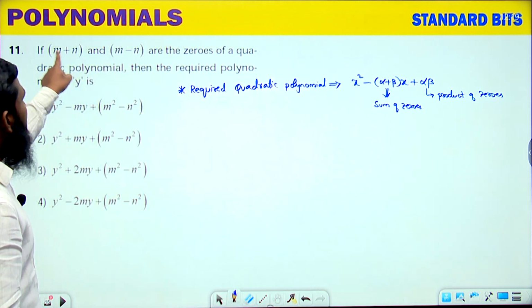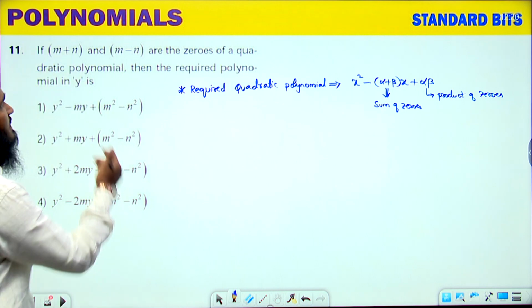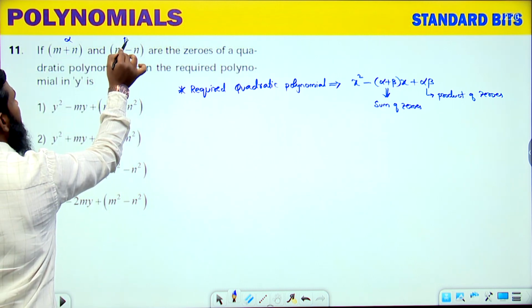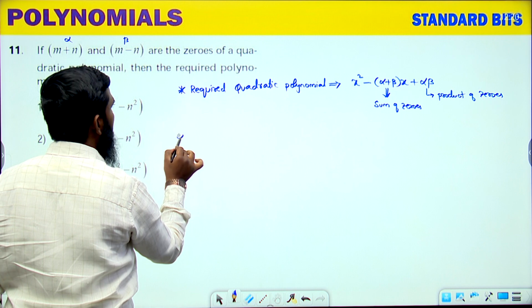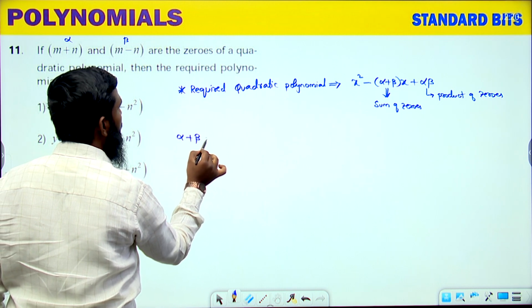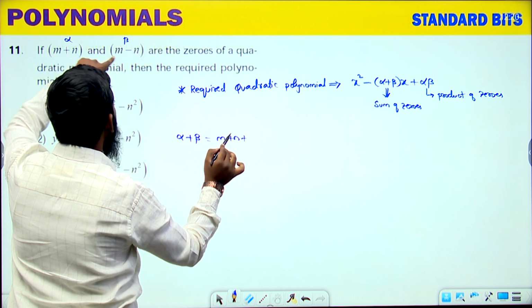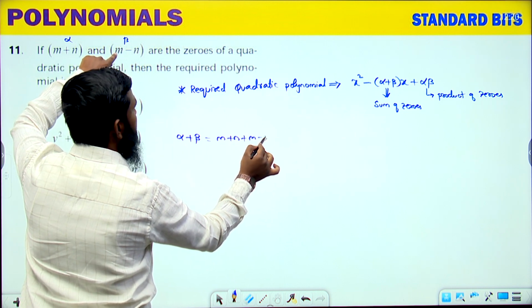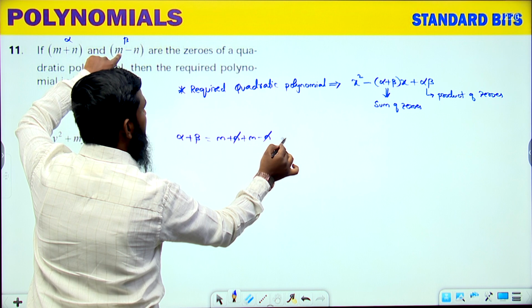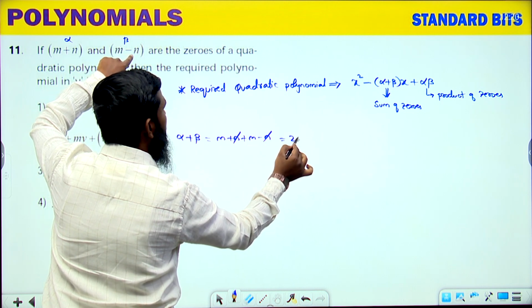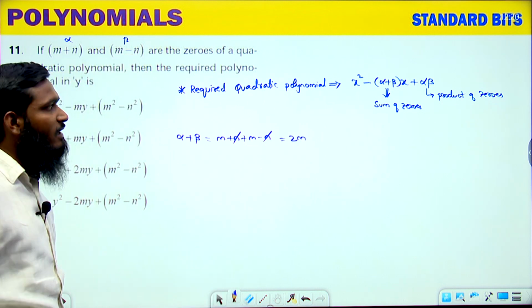Now let us check this part. As we have two zeros, this is the alpha value and this is the beta value. So alpha plus beta is equal to, what is the alpha value? m plus n, plus what is the beta value? m minus n. Plus n minus n gets cancelled, it is equal to m plus m means 2m. Alpha plus beta value is completed.